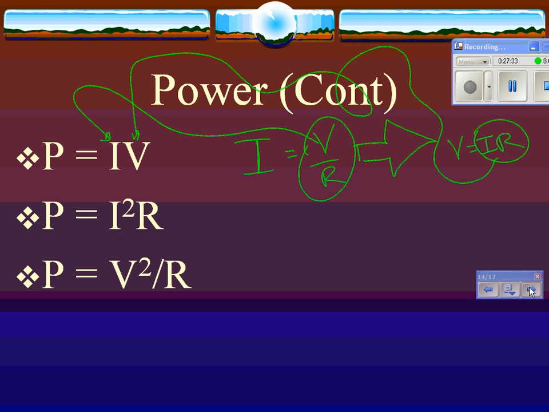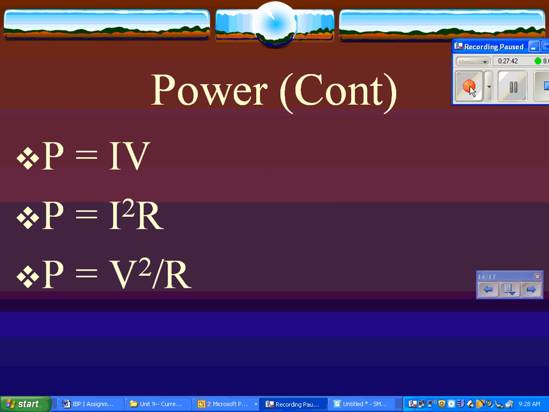So really there's three equations to calculate the power used by a circuit, depending on what you know. If you know current and voltage, you can use the first one. If you know current and resistance, you can use the second one. And if you know voltage and resistance, you can use the third one. Done? Let's just kind of review.